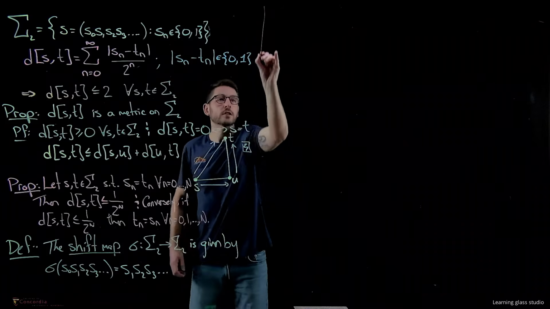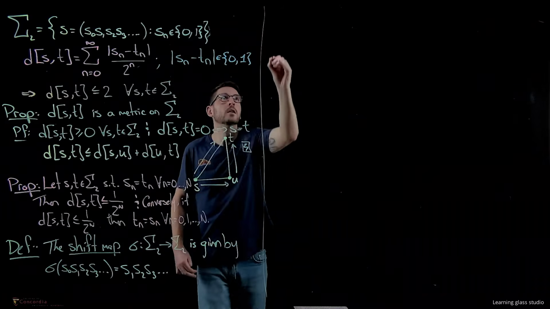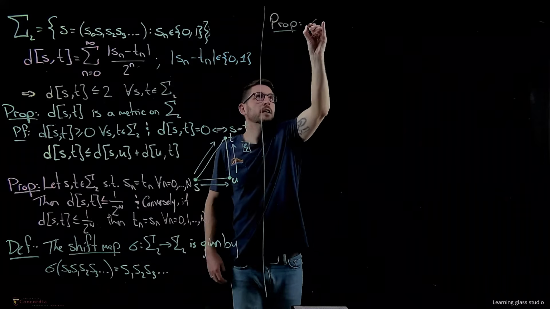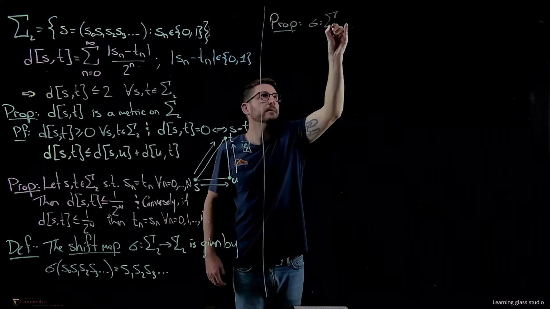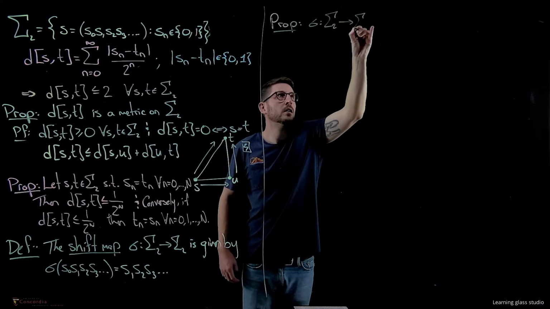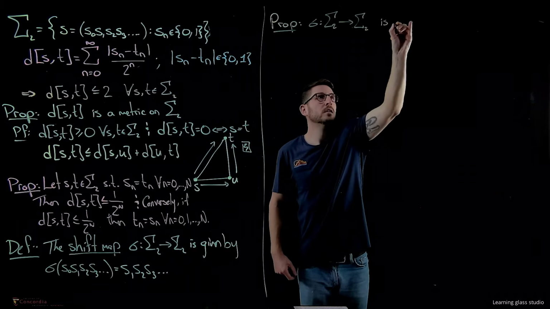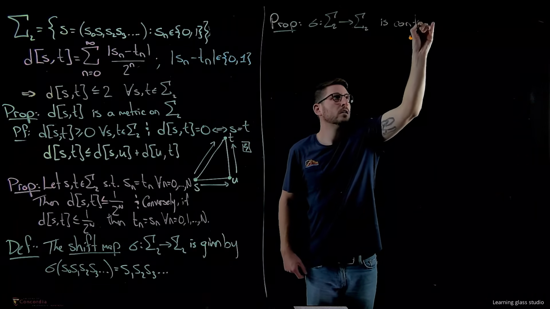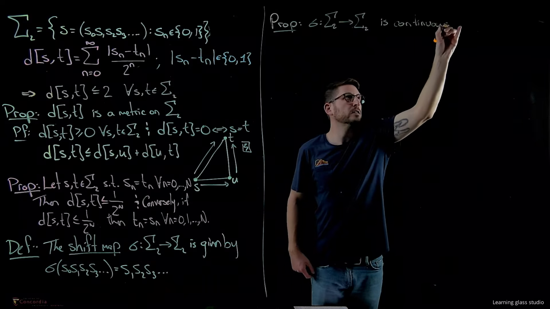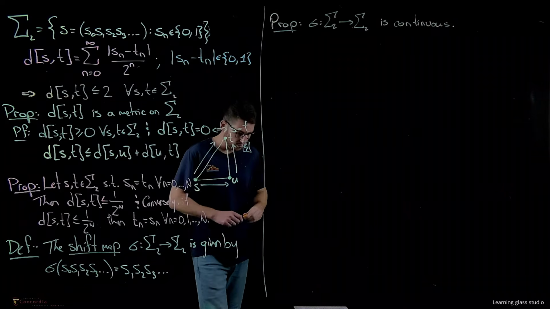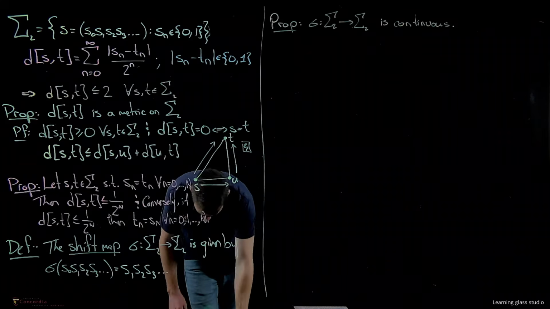And what you can actually show here is that sigma, the shift map, is continuous. And again, I'm going to leave this as an exercise for the reader because I think it's a good exercise to sort of work through.